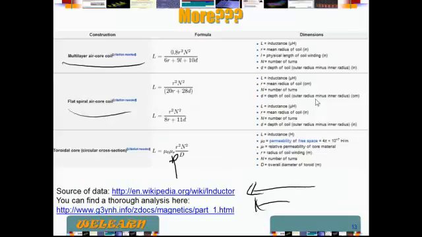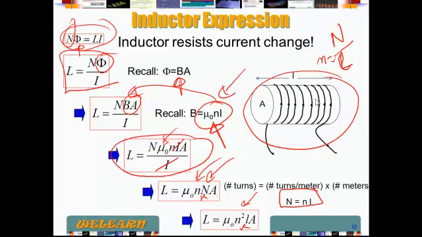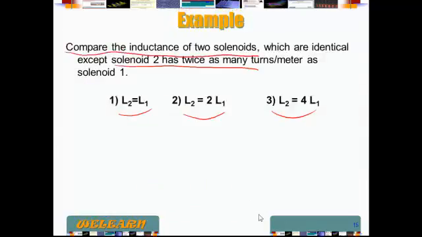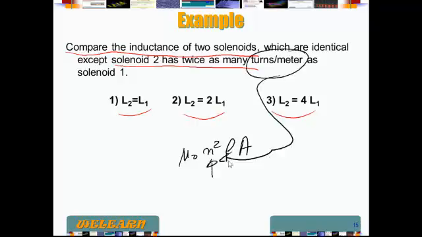Okay, if we remember the expression, it's mu 0 n squared l A. The expression is mu 0 n squared l A. n is the number of turns per meter. So if I double it, since it is squared, I quadruple it. So this is my answer.